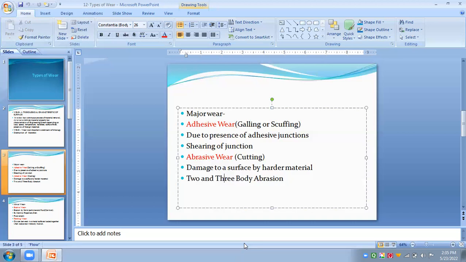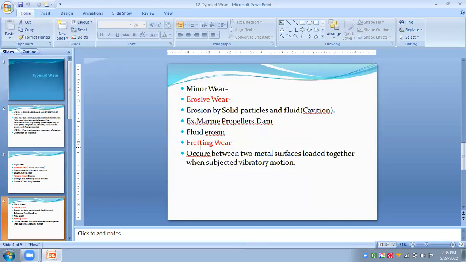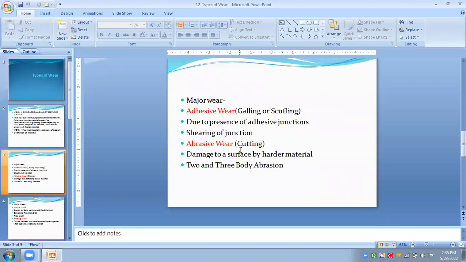This corrosive wear depends on the reaction product, the relative electropotential of the rubbing surfaces, etc. So these are some types of major wear, as I said: abrasive, corrosive, fatigue, etc. Then we have to see the minor types of wear.